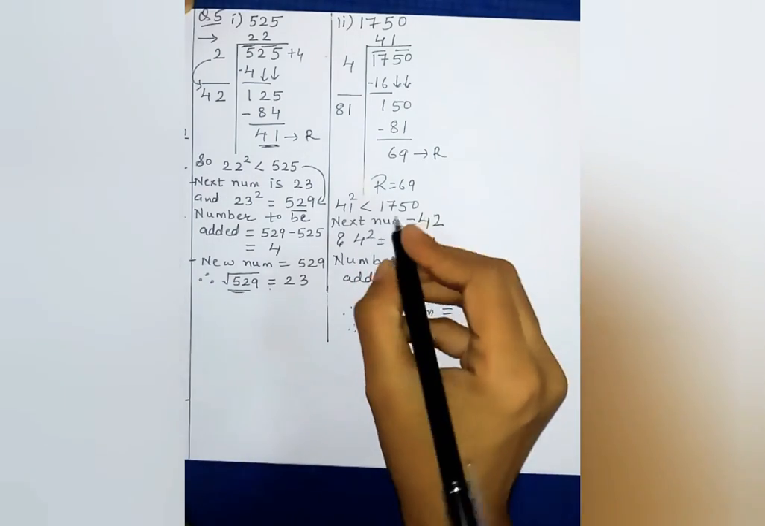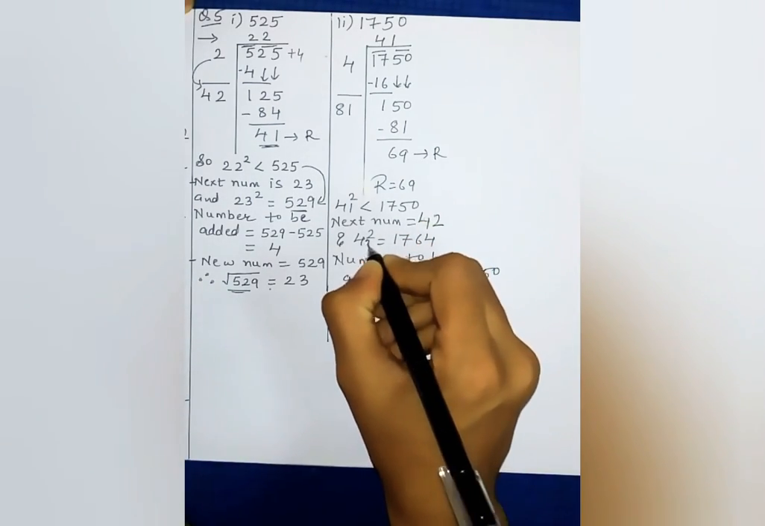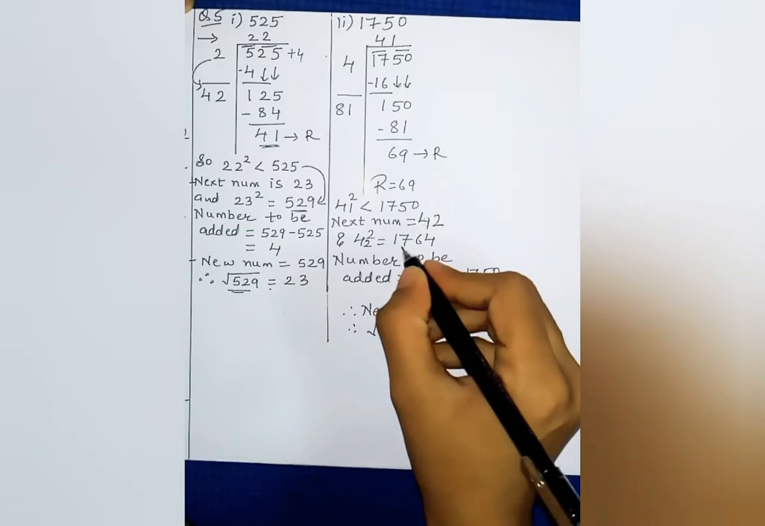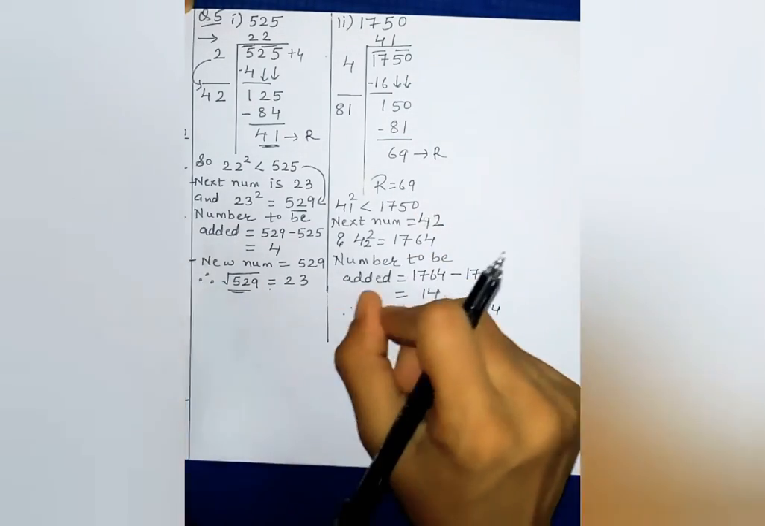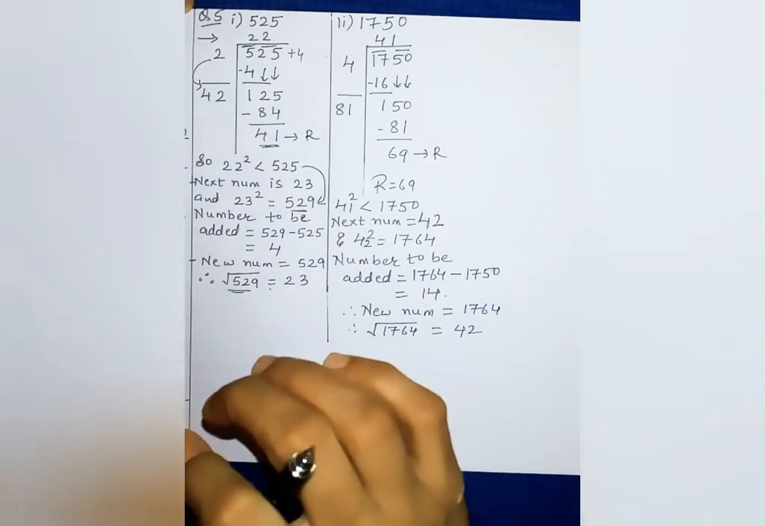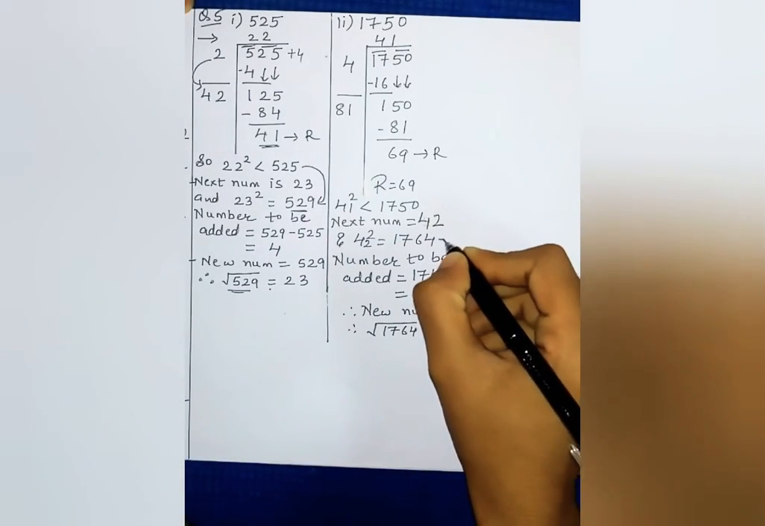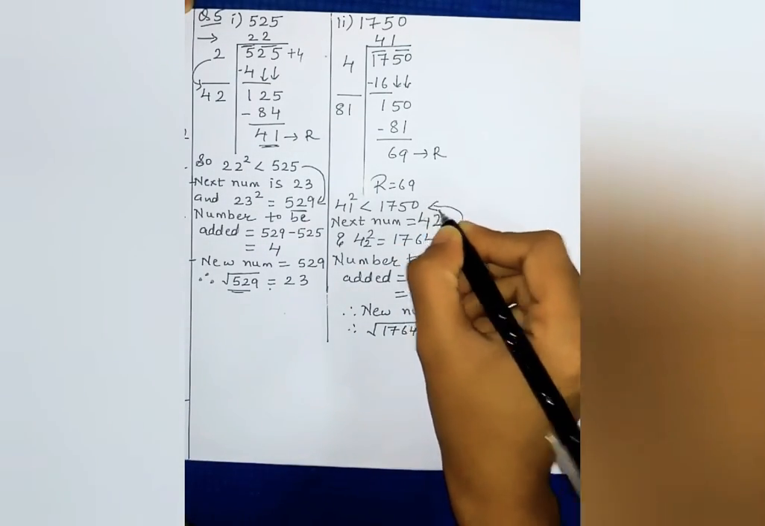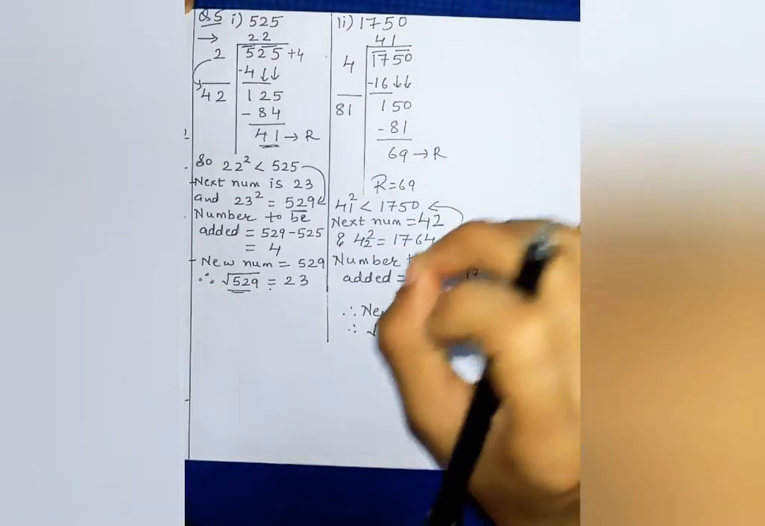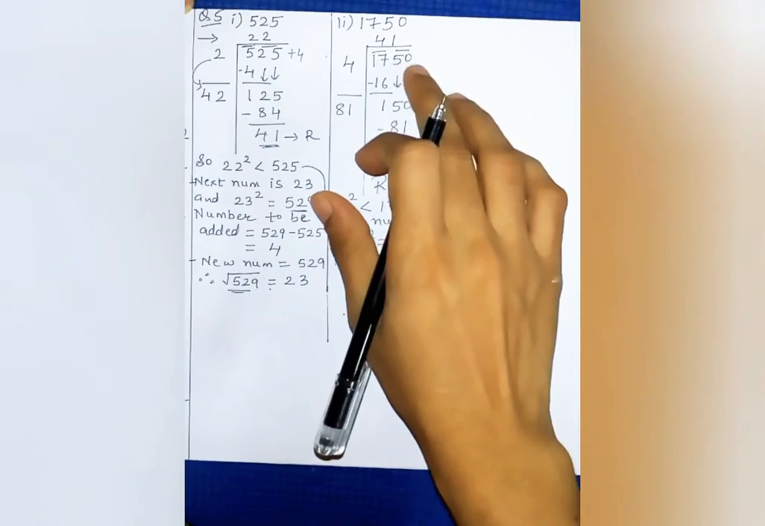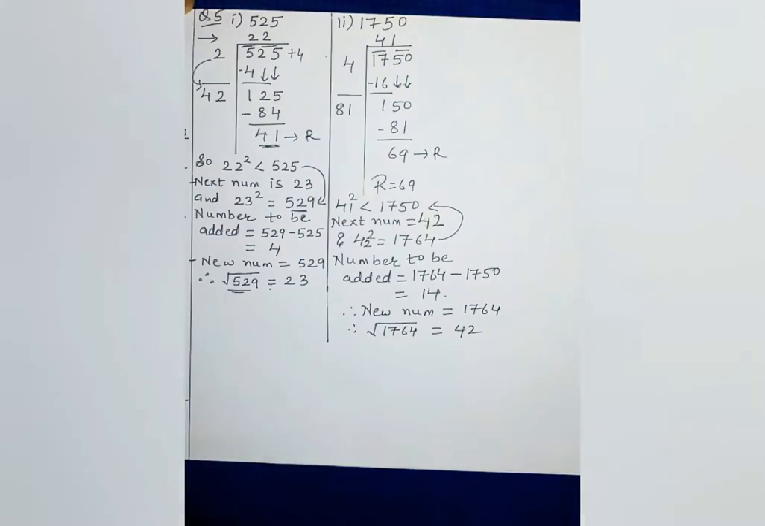Now what is the square of 42? So we have to take the square of 42. So 42 square will give you 1764. You can multiply 42 into 42 two times. So 1764 you will get. Now 1764 and this 1750, both we will subtract. Okay, and we will come to know which number we have to add to make it a perfect square.